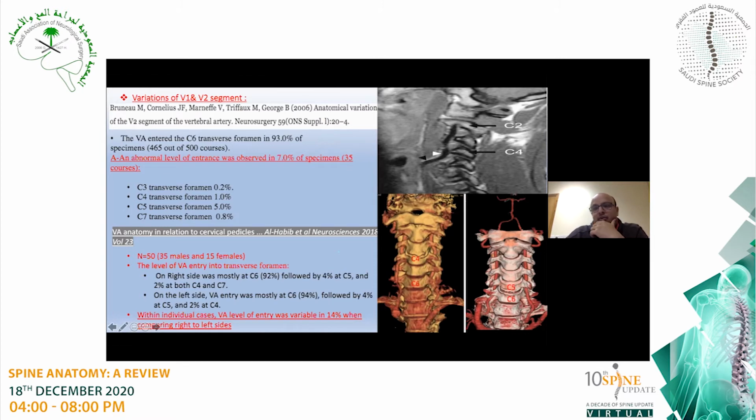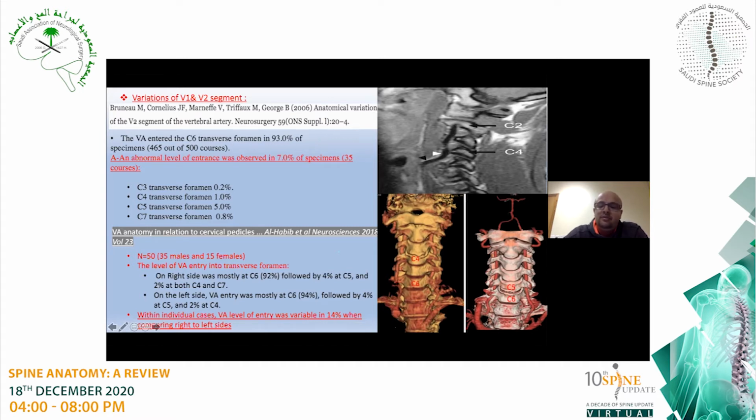What is interestingly and well described in the literature is not only the variation between individuals. Actually, within the same individual, there are variations in the entrance of the vertebral artery into the transverse foramen. As we can see here, this image is from the Saudi population. So this is C4 level. The vertebral artery V2 segment on the right side enters at C4, while on the other side it enters at C6. So special attention to this variation is crucial, because if you are going to do, let's say, a C5, C6 ACDF, and this anatomy is not well known to you, you might easily injure this segment of the artery, because it's not protected by the transverse foramen.